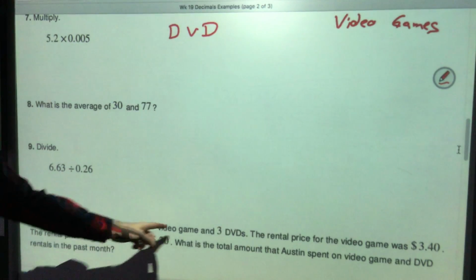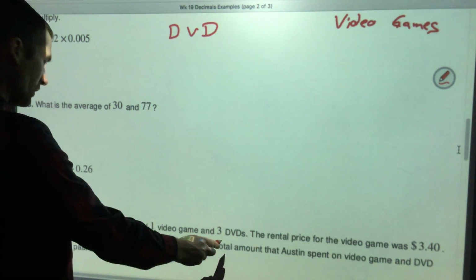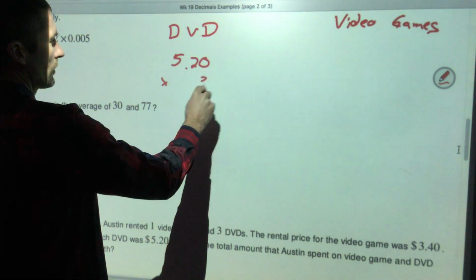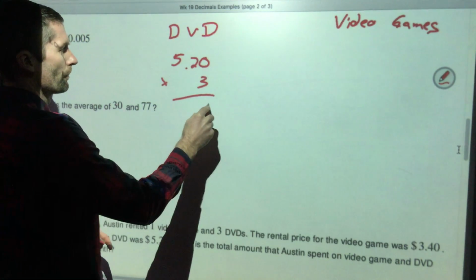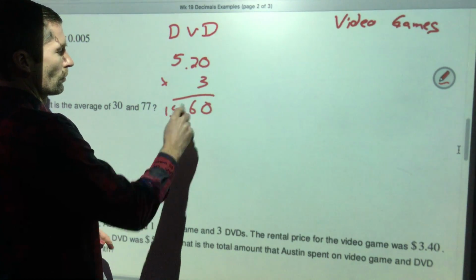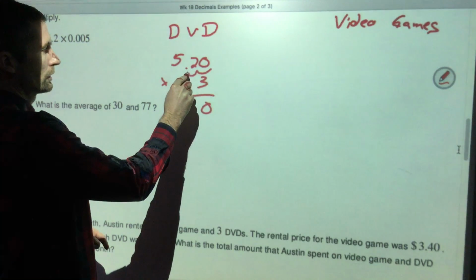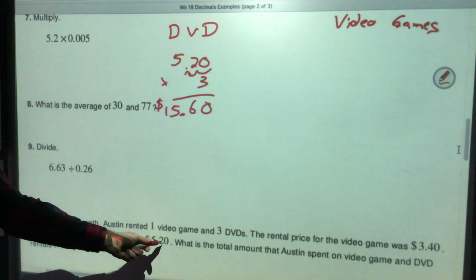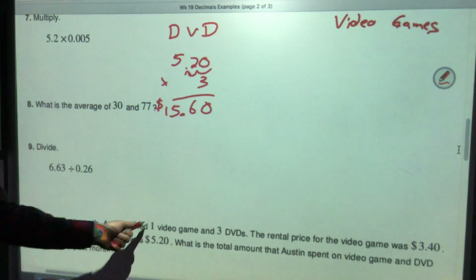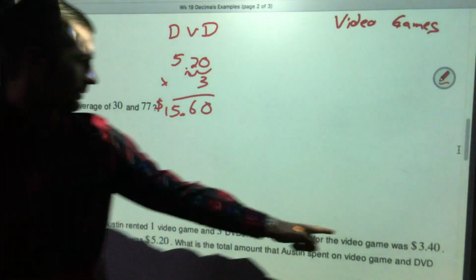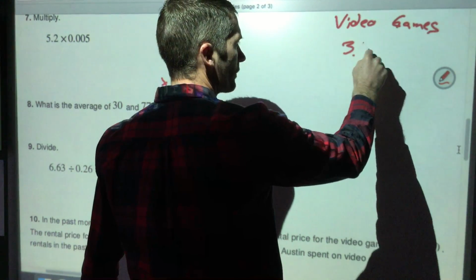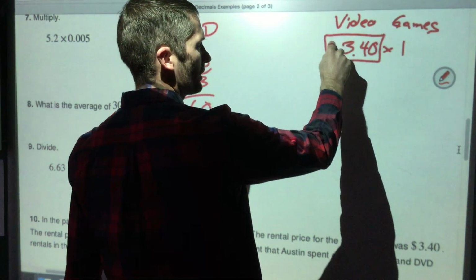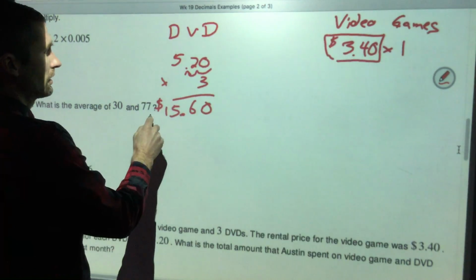Okay, so there were 3 DVDs, and each DVD was $5.20. So $5.20 times 3. Or I could do repeated addition if I wanted. Ignore the decimal at the end, move it over 2 spots. So $15.60 on DVDs. That makes sense. Each one was about $5. One video game, which was $3.40. So I could do $3.40 times 1. We know anything times 1 is itself. So $3.40 on video games, $15.60 on DVDs.